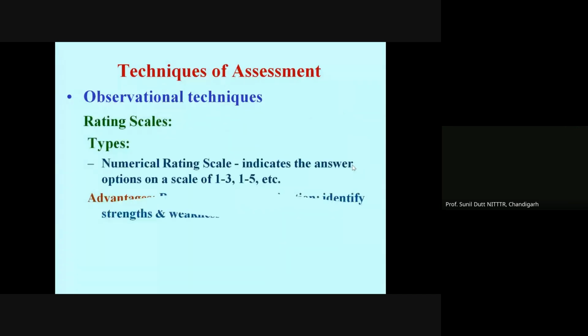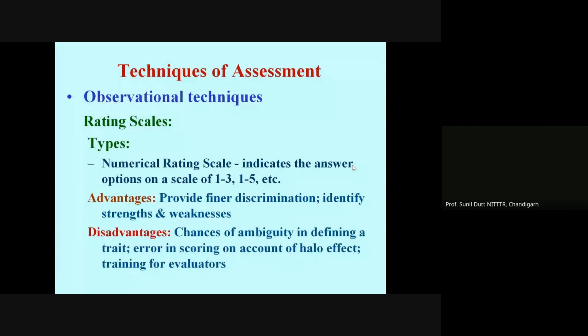रेटिंग स्केल न्यूमेरिकल रेटिंग स्केल हो सकता है. Okay, these provide finer discrimination, you can identify strengths and weaknesses, but the chances of ambiguity in defining a trait हो सकता है. और कई बार हेलो इफेक्ट है. फॉर एग्जांपल मैं अपने क्लास को ऑब्जर्व कर रहा हूँ और 2-3 स्टूडेंट मेरे फेवरेट हैं या मेरे कुलीग के हैं. अगर मेरा कुलीग मेरे साथ अच्छा नहीं है तो मैं उसका नंबर काट लूंगा. तो इसके लिए आउटसाइड रेटर होना चाहिए.